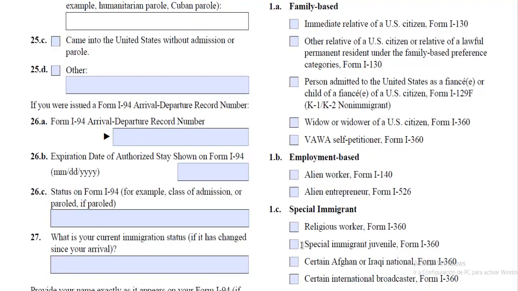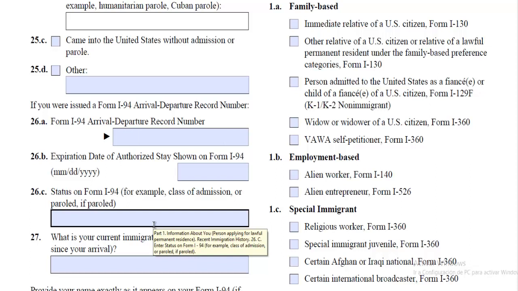When it asks you for the status, which is here, 26C, when you last arrived, if you entered using a visa, the status is likely a combination of letters and numbers, such as F1 if you are a student, H1B if you are a temporary specialty worker, B2 visitor for pleasure. Otherwise, or if you have no visa, describe your status with a term like student, visitor, asylum, or EWI for entered without inspection. But again, if you enter EWI, it's doubtful that you have the right to adjust status in the U.S. See an attorney if that is your status.